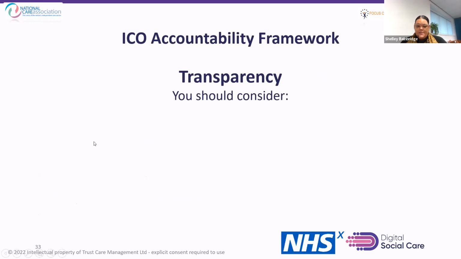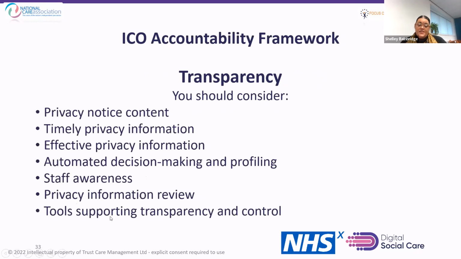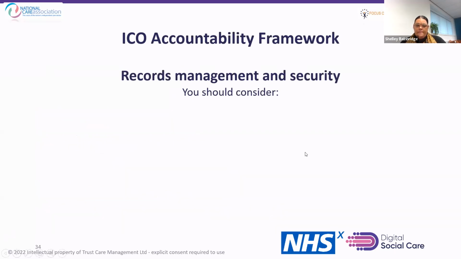Transparency is another accountability framework tab. You should be considering your privacy notice content. Is it in line with ICO and GDPR? Timely privacy information, effective privacy information, automated decision making and profiling, staff awareness of GDPR, and how to report breaches. It's very important that we get feedback from staff and see what their awareness looks like. Then privacy information reviews, and fully supporting transparency and control.